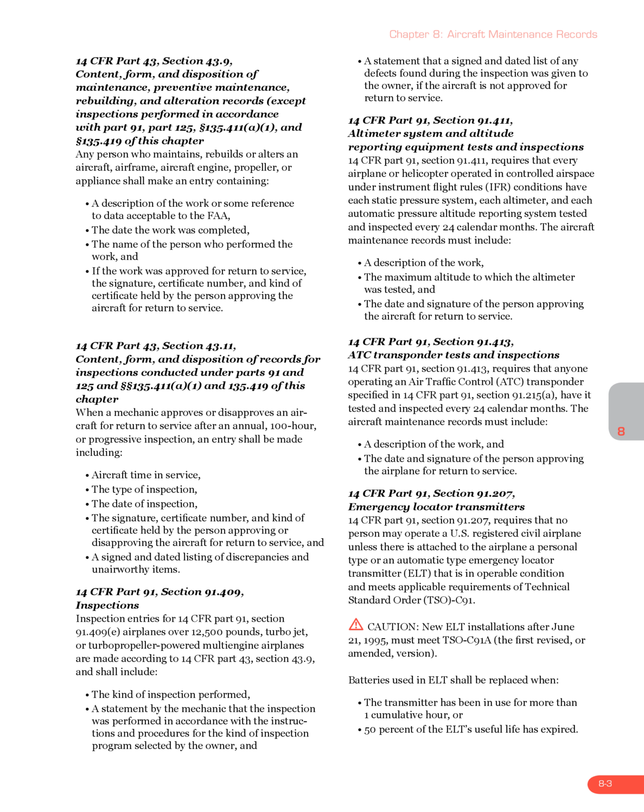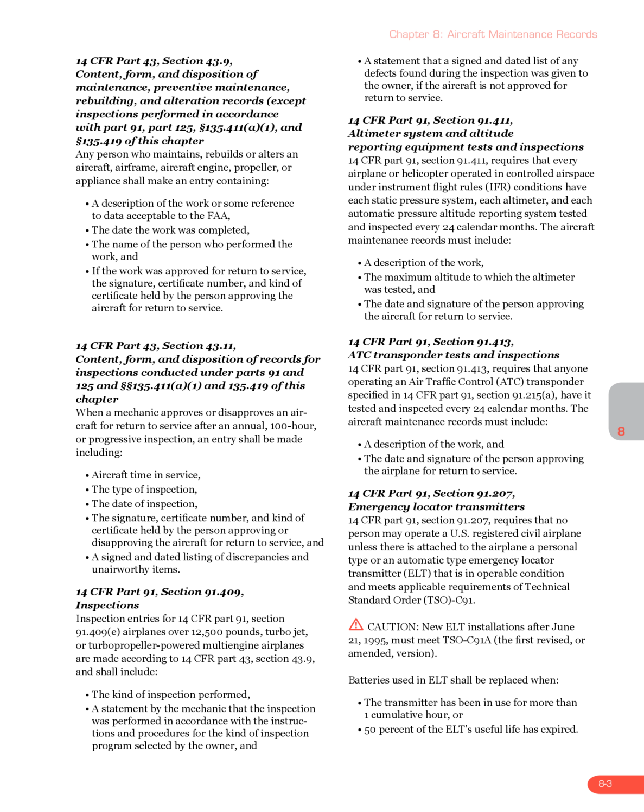14 CFR Part 91, Section 91.207, Emergency Locator Transmitters. 14 CFR Part 91, Section 91.207, requires that no person may operate a U.S. registered civil airplane unless there is attached to the airplane a personal type or an automatic type emergency locator transmitter, ELT, that is in operable condition and meets applicable requirements of Technical Standard Order, TSO-C91. Caution, new ELT installations after June 21, 1995, must meet TSO-C91A, the first revised, or amended version.